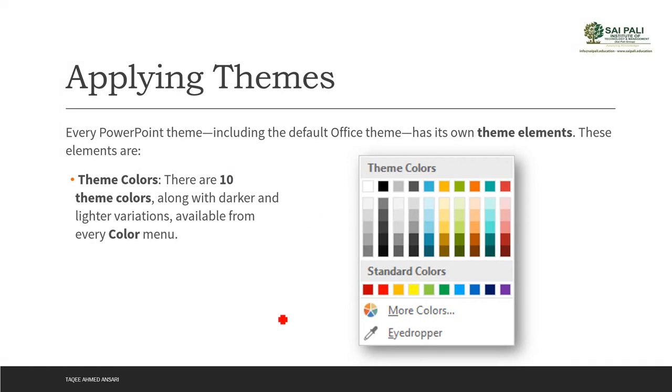Now every PowerPoint theme includes the default Office theme, and it has its own theme elements, and these elements are, first, theme color. So there are 10 theme colors along with darker and lighter variants available from every color. So these are the 10 colors which have darker to lighter shades, and even you can go for more colors, but by default it will give you a direct option to select from the theme 10. So it has this 10. This is the first element, the color.